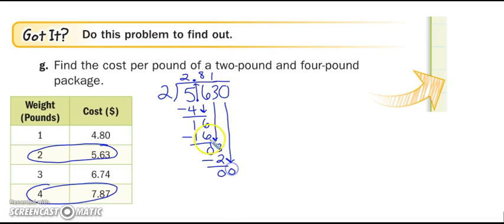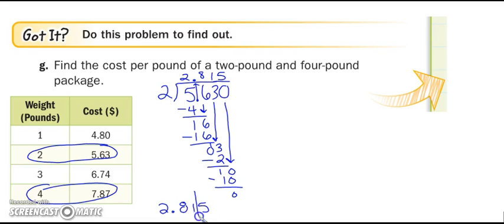Bring it down. Oh my gosh. I'm sorry, guys. This should be a 1. 3 minus 2 is 1. Okay. 2 can go into 10 5 times. No more remainders.